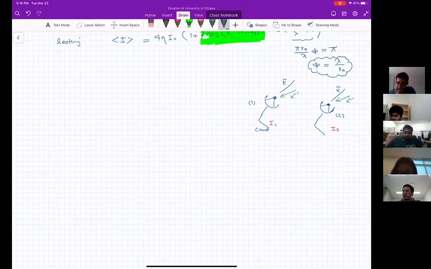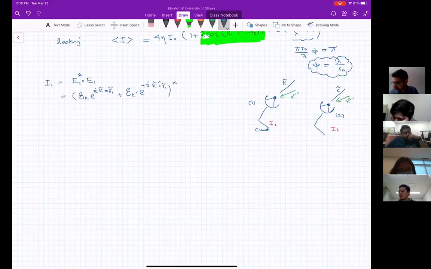What is the expression for I1 and I2? I1 is E1 star times E1, where one of them is E_K e to the power of i k dot r1, plus E_K prime e to the power of i k prime dot r1, all times its conjugate: E_K star e to the power of minus i k dot r1 plus E_K prime star e to the power of minus i k prime dot r1. All right, this is what I get.